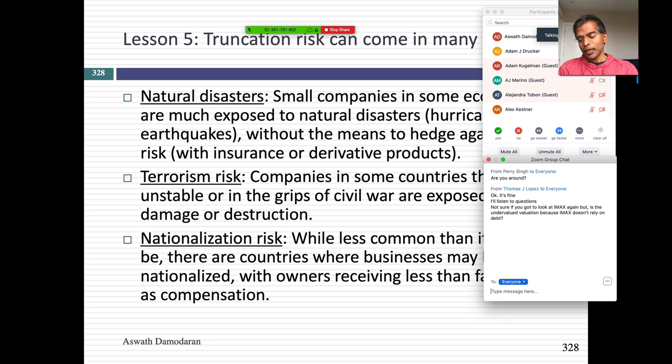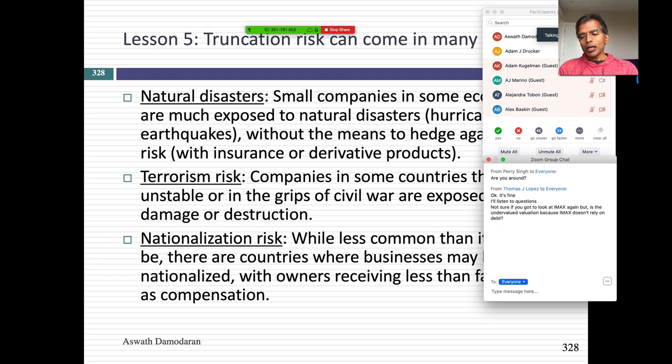Usually when you value a company, you project out cash flows and you discount the cash flows at a risk-adjusted discount rate. But what you're thinking about when you do that is the risk in your cash flows, that the cash flows in year six could be wrong. Truncation risk is you might not get to year six.